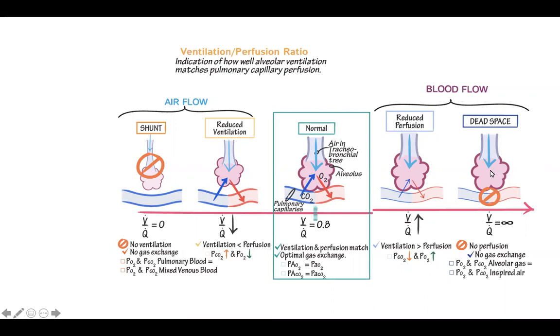At the other extreme, there is no perfusion. This is seen in the apex of the lung. Here, a dead space is created. So there is no perfusion, and therefore no gas exchange. The normal VQ ratio should be around 0.8.